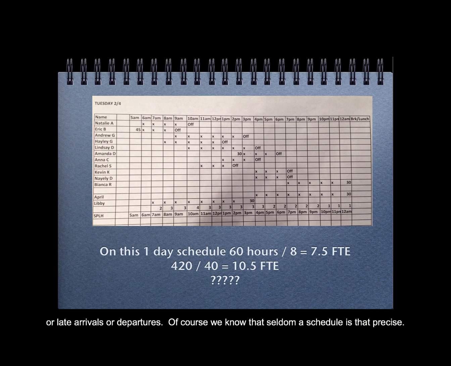Of course, we know that seldom is a schedule that precise, but we'll talk about timeliness of employees in another part of this class. Notice that if the schedule were exactly the same every day in a 1-week period, which again is not likely, but we'll use it for the sake of simplicity, the total hours worked would be 420 divided by 40, which equals 10.5 FTEs. If every day is the same, why do we need 10.5 instead of 7.5 as calculated by the example?